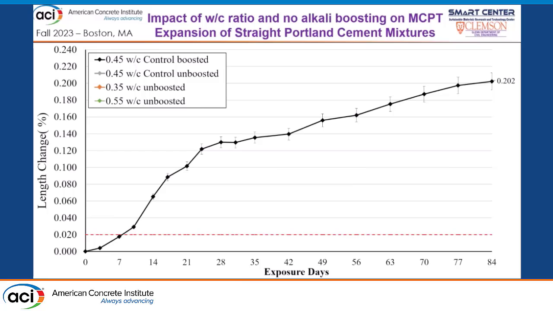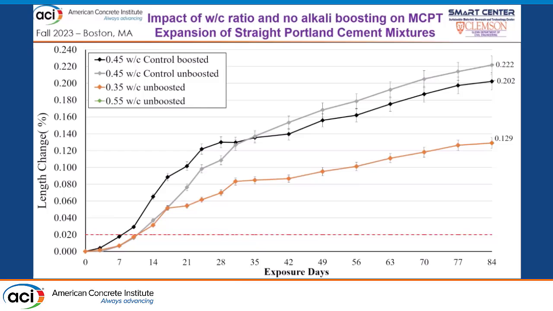The 0.02% here represents the effectiveness of the SEM threshold, but we just included it here. The 0.45 unboosted one doesn't have the extra alkali boosting. If you notice, early on there is a little bit lesser expansion than the boosted, but in the long term, it basically doesn't really matter. The alkali boosting doesn't seem to impact, because the cement itself has about 1% sodium oxide equivalent. So it's a fairly high alkali cement to start with.